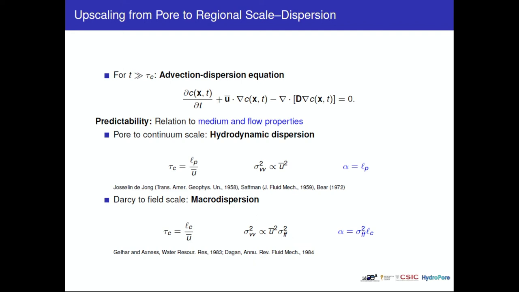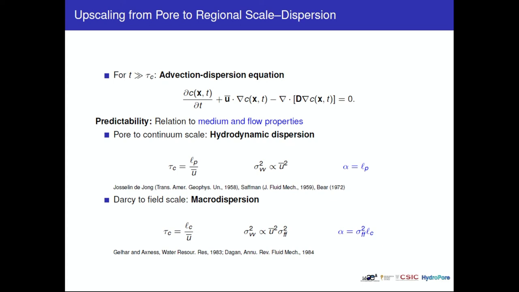So this is the paradigm that is typically used. I say my fluctuation length time scale is very small, and I'm interested in time scales that are very large: weeks, months, years. And then I just use this dispersion equation, and I parameterize this with this dispersion coefficient that I have defined before. Now, this is what is used in groundwater models, reservoir models, this type of reasoning.